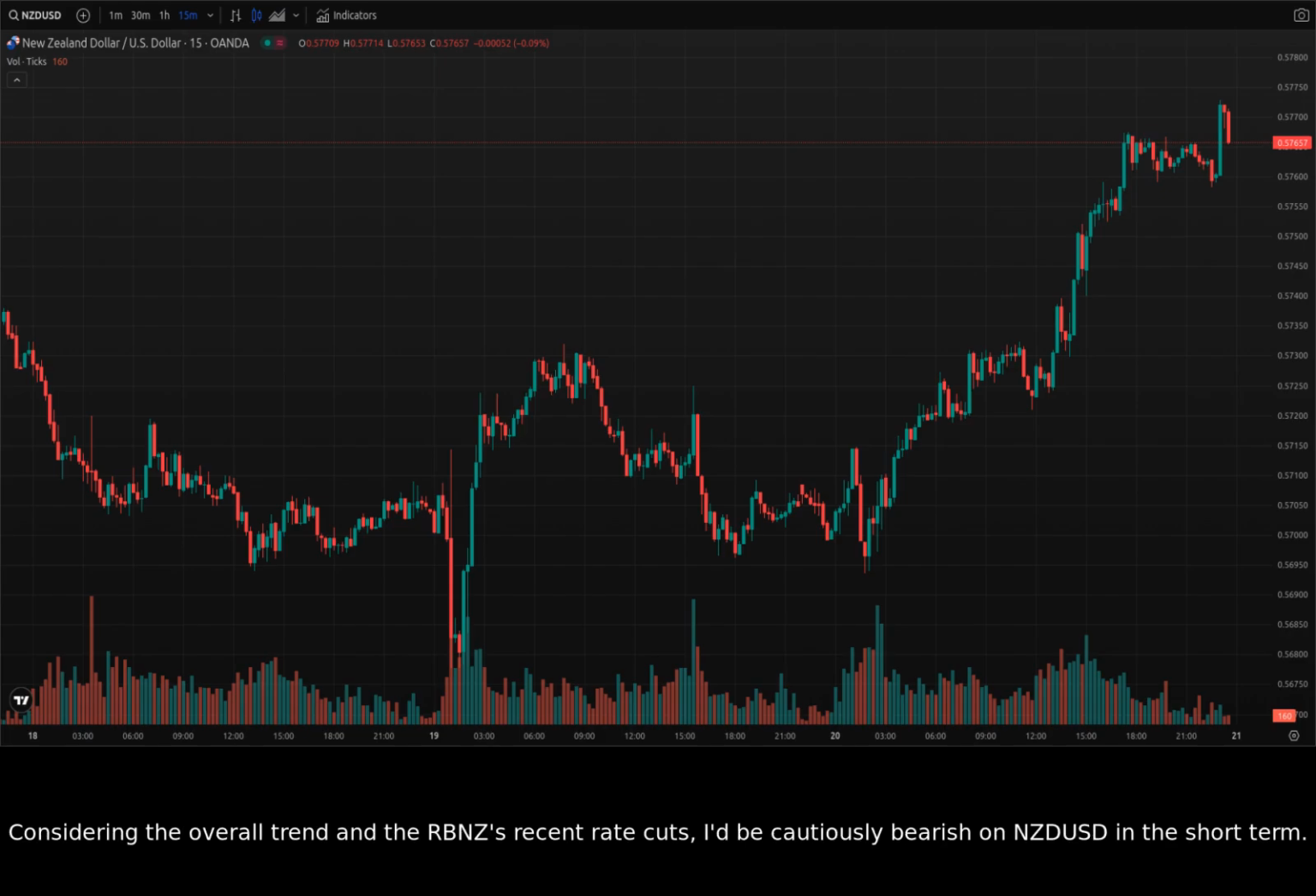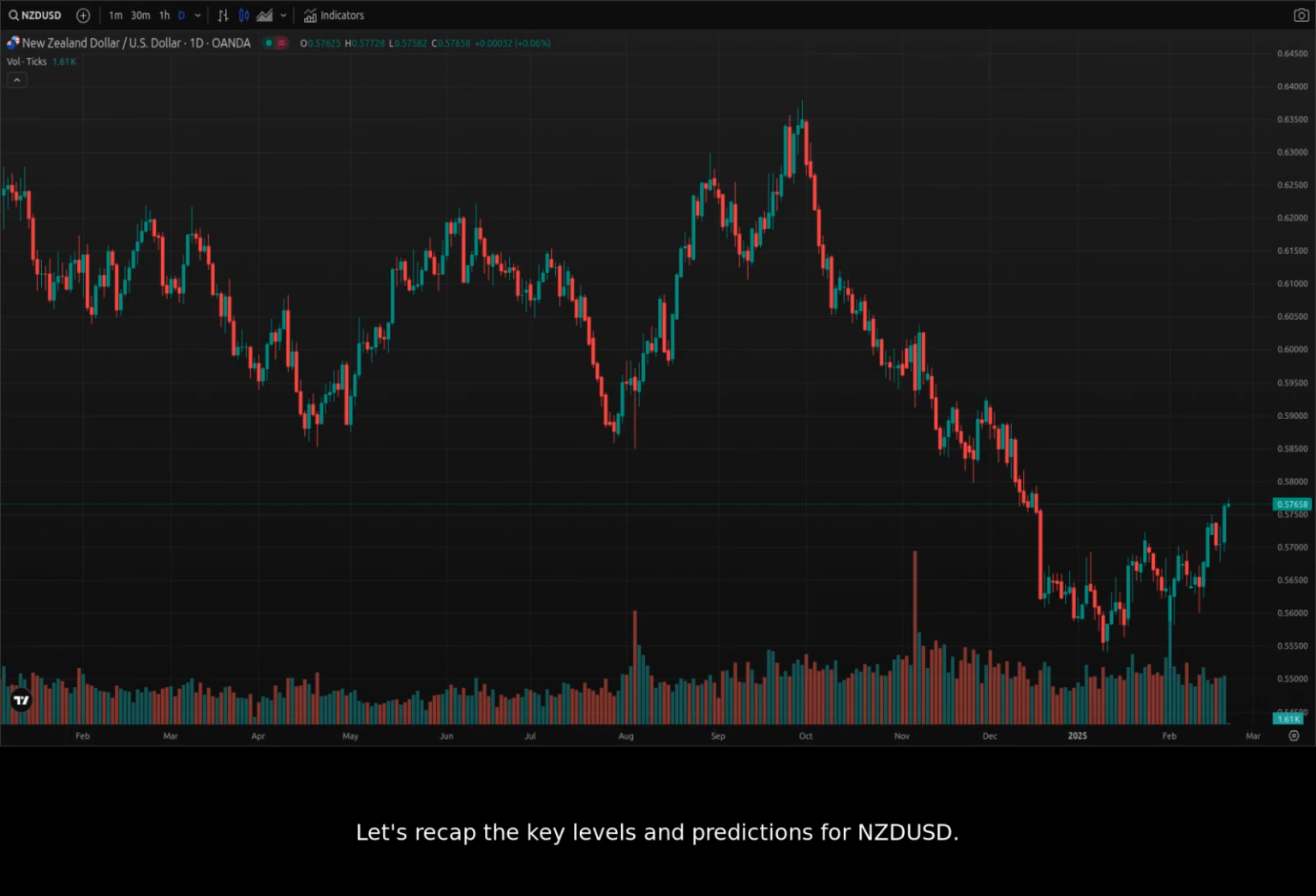Considering the overall trend and the RBNZ's recent rate cuts, I'd be cautiously bearish on NZDUSD in the short term. The longer-term forecast is less certain, and there are many things to consider before making any trading decisions. However, if the price breaks above the 0.60 level with significant volume, the outlook could change to more bullish. Let's recap the key levels and predictions for NZDUSD.